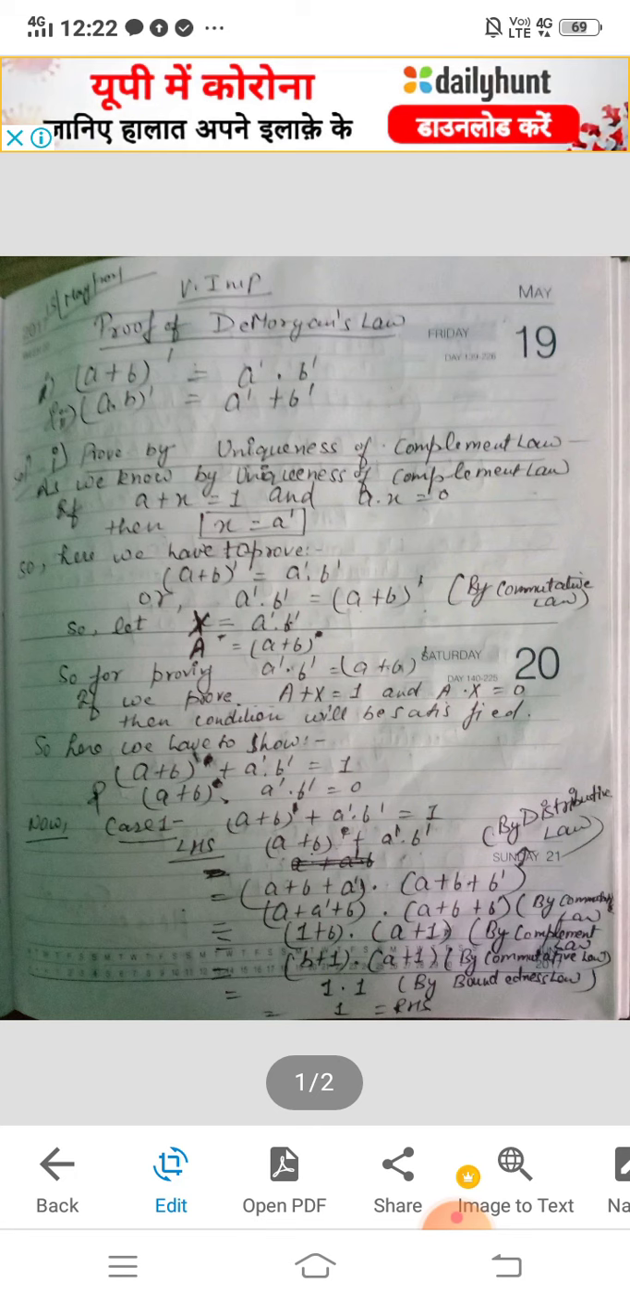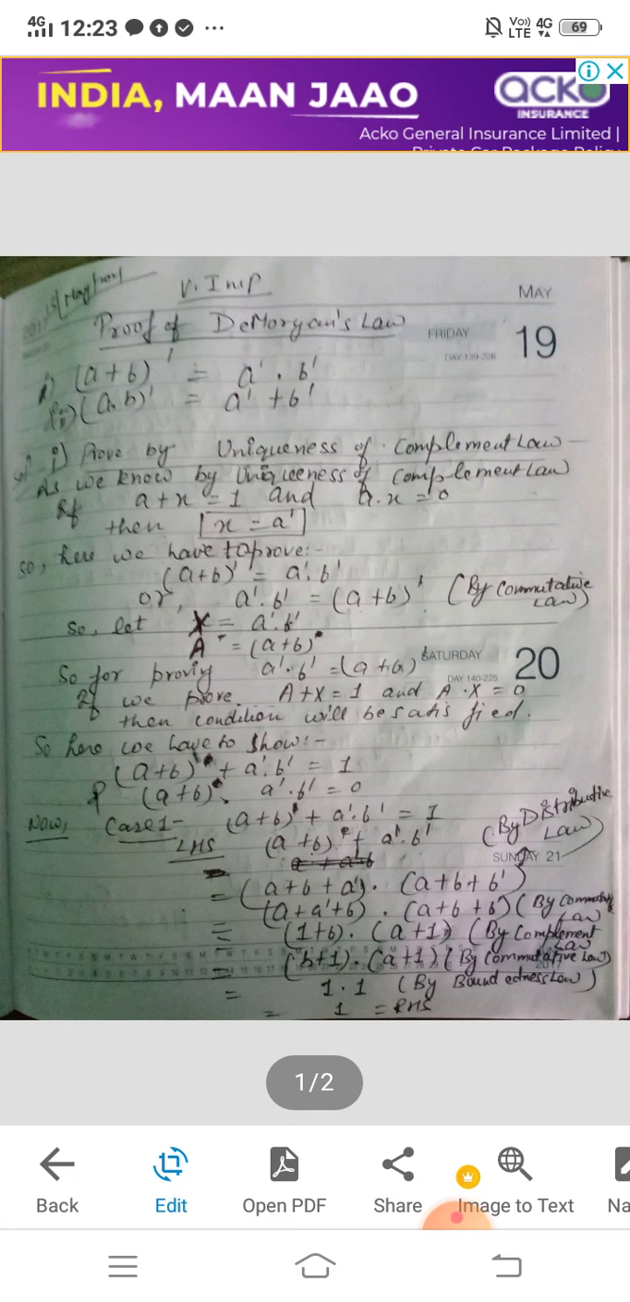So we will prove this by the uniqueness of complement law. For this we must have learnt the uniqueness of complement law. As we know, by the uniqueness of complement law, if A plus X is equal to 1 and A dot X is equal to 0, then X is equal to A dash. This is the uniqueness of complement law. So with the help of this we will prove De Morgan's law.